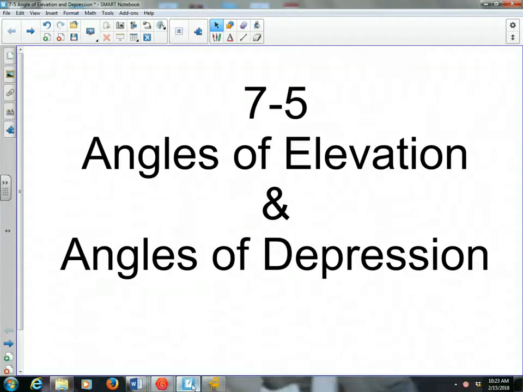Hi everyone. What good is math if we can't apply it to the real world, am I right? So what we're going to be doing today is using our trig functions of sine, cosine, tangent and seeing how we can incorporate them into some word problems that you might encounter in the real world. To start off with that, we're going to start by defining angles of elevation and angles of depression.